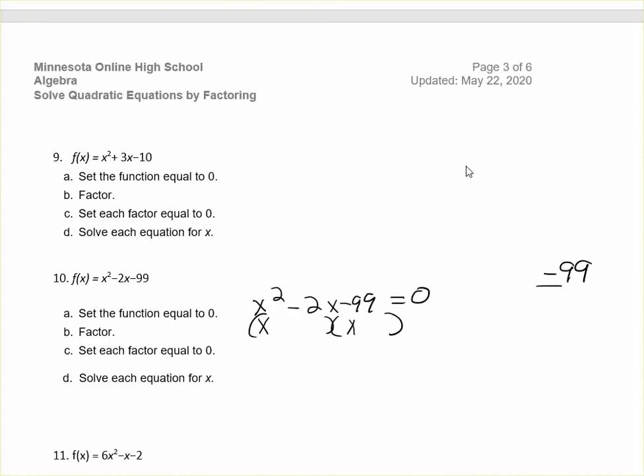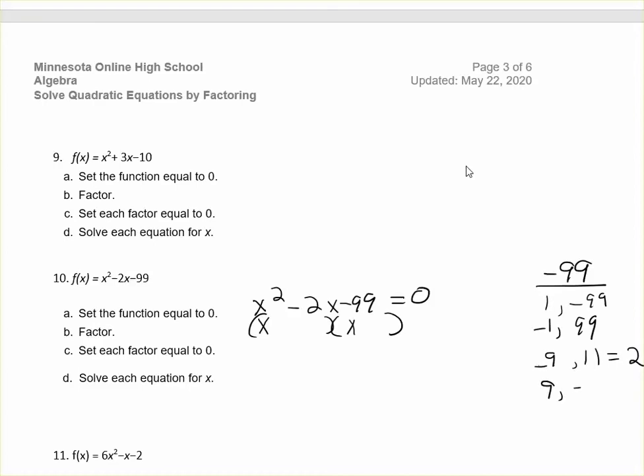Now we look at the last term. It's negative 99. We want the factors of negative 99 that when we add them together, we'll get negative 2. So what are the factors of negative 99? Well, there's 1 and negative 99, but those will not add together to get negative 2. Or negative 1 and 99, but those don't work either. What about 9 times 11? If I did negative 9 times 11, I would get negative 99. If I add these two together, I would get a positive 2, so I'm getting closer.